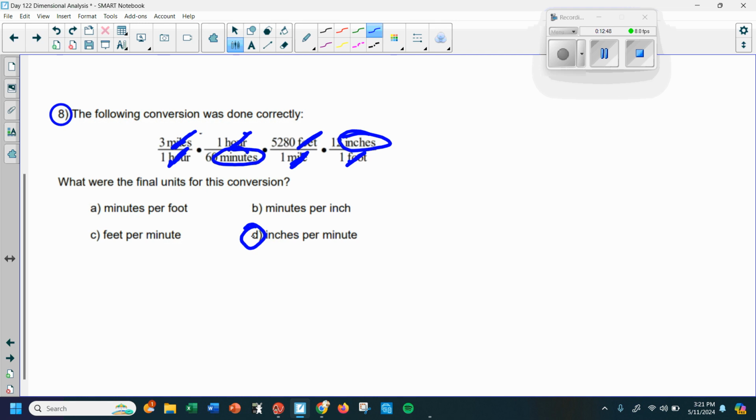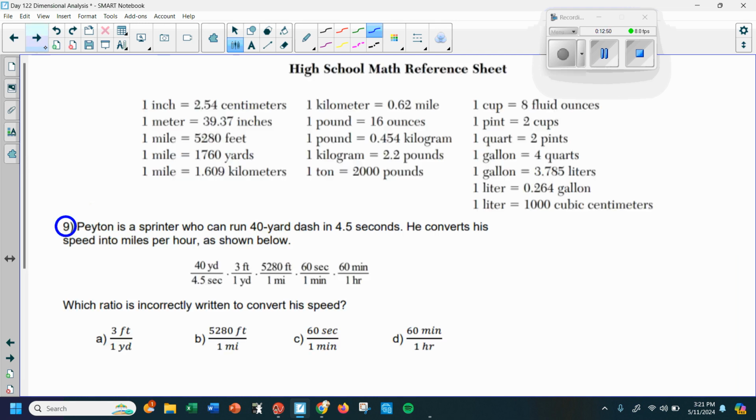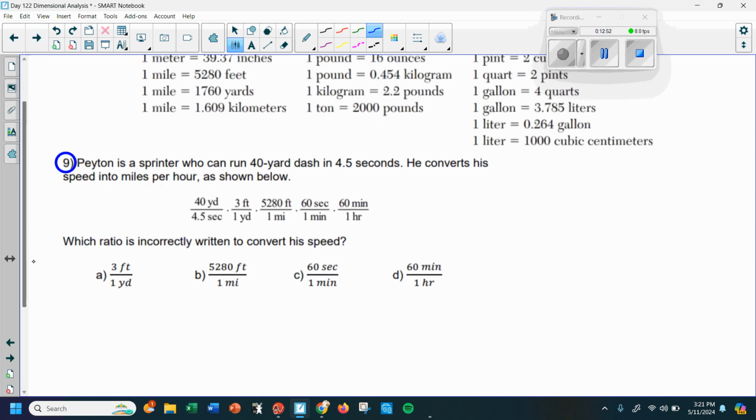And let's do one more multiple choice. Peyton is a sprinter who can run a 40-yard dash in 4.5 seconds. He converts his speed into miles per hour as shown below. Which ratio is incorrectly, something's wrong, incorrectly written to convert his speed? So again, we're going to still cross off the top, cross off the bottom, but you're going to see that something goes weird when we try to cross something else off. So let's see what we can cross off so far.